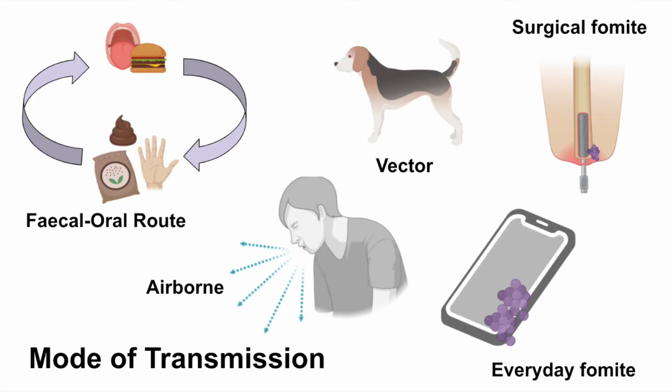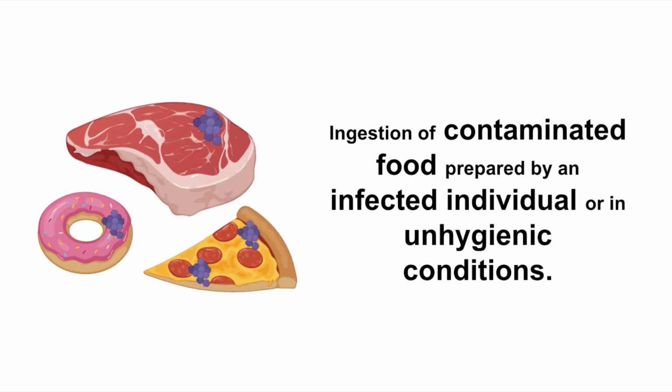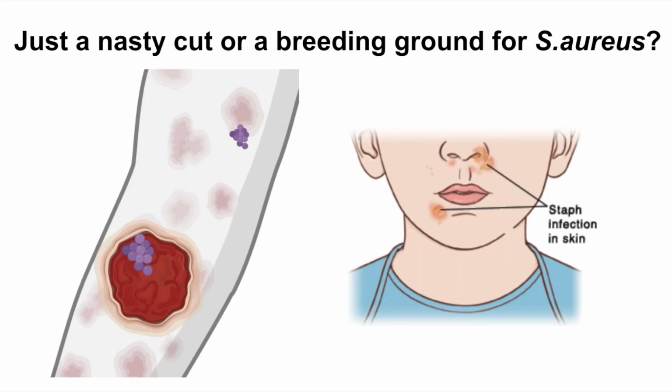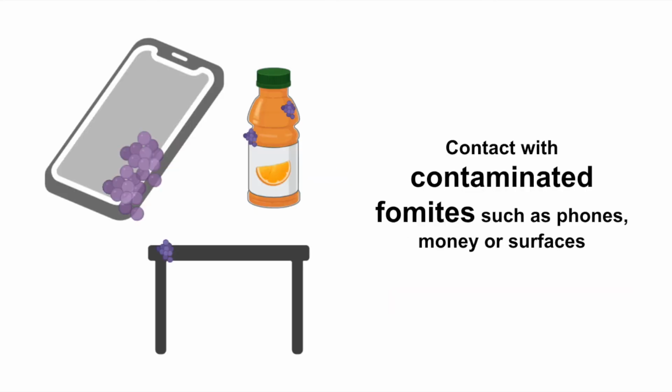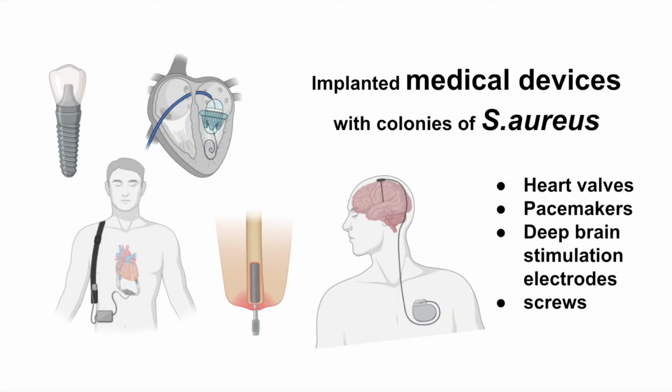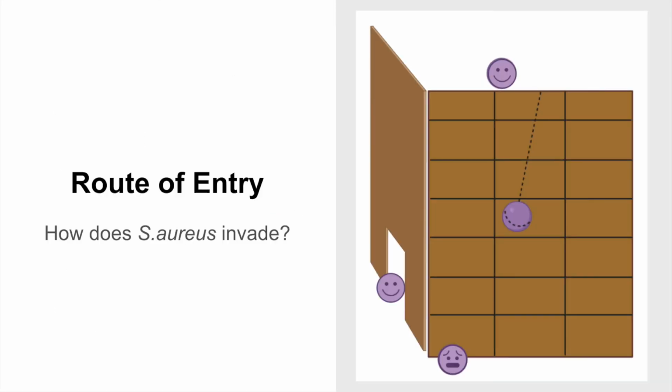So how does S. aureus spread to others? Transmission can occur via points of direct contact, such as ingestion of contaminated food, or more commonly, contact with an infected discharging wound or inhalation of respiratory droplets from an infected individual. Indirect forms of spread include contact with contaminated everyday objects or medical equipment, such as pacemakers, or vector transmission through pets and livestock.